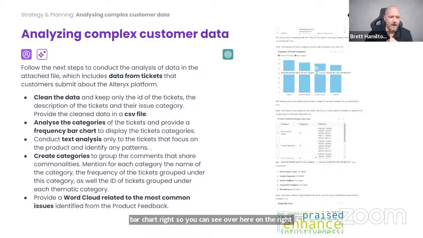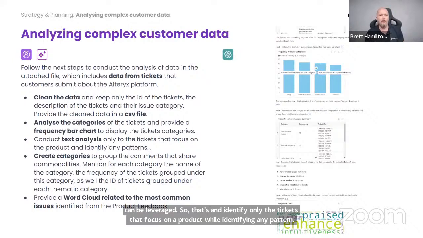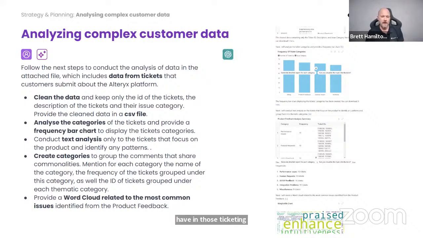So you can see over here on the right-hand side, we've layered out these steps for you. AI can be leveraged to conduct a text analysis and identify only the tickets that focus on a product while identifying any patterns. So again, we're looking further into the data in those ticketing systems, and pulling additional information together to help meet our goal of analyzing our complex data and not just fishing through it to find regular things and trying to manually put that together.